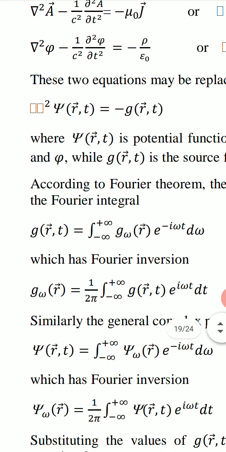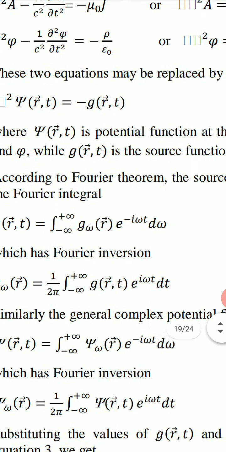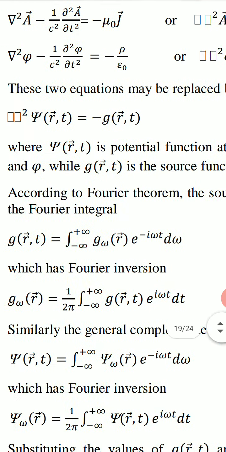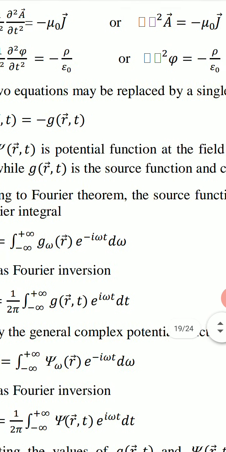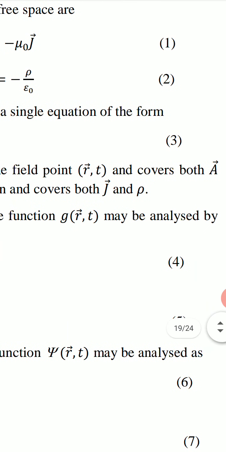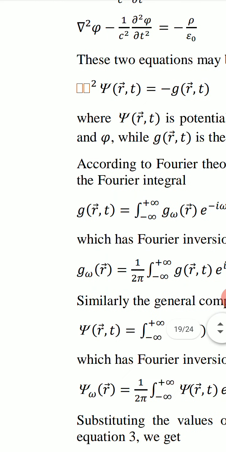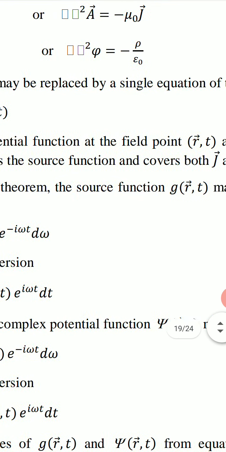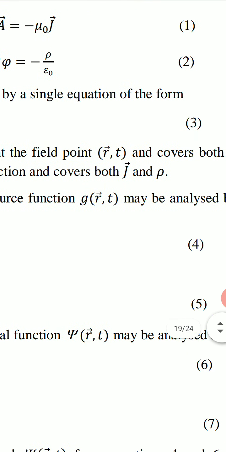So in the left hand side we have used psi for vector potential A and scalar potential phi. This psi is known as the potential function at the field point r, t and covers both A and phi, while g(r,t) is the source function and it covers both J and rho.